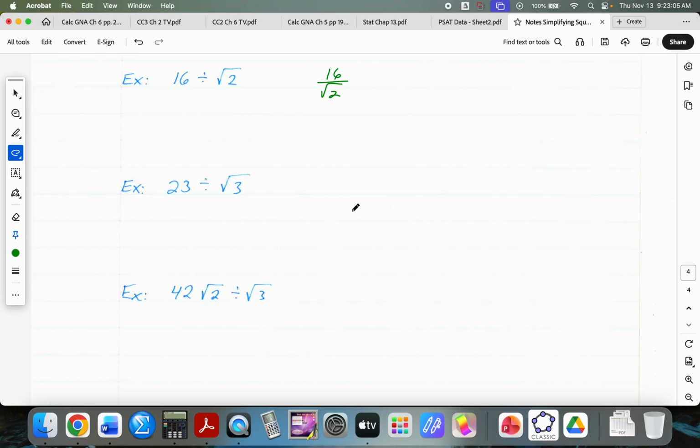We're going to multiply 1 in the form of the square root of 2 over the square root of 2.